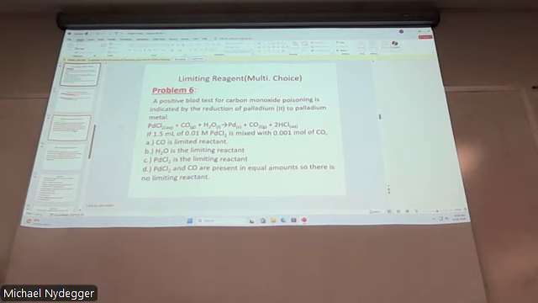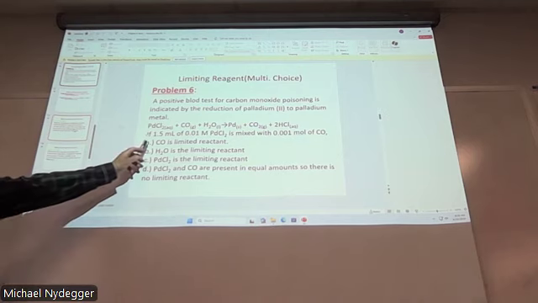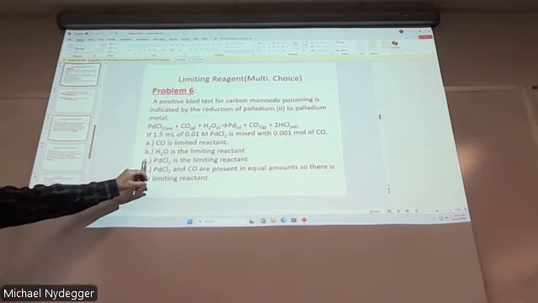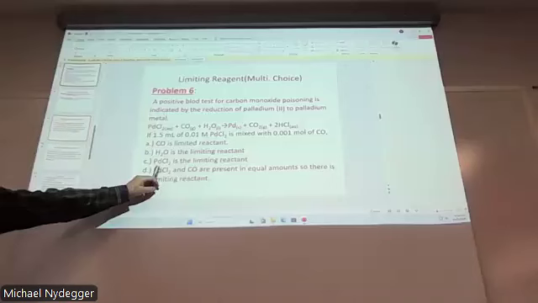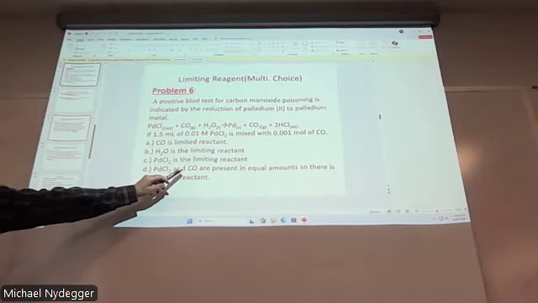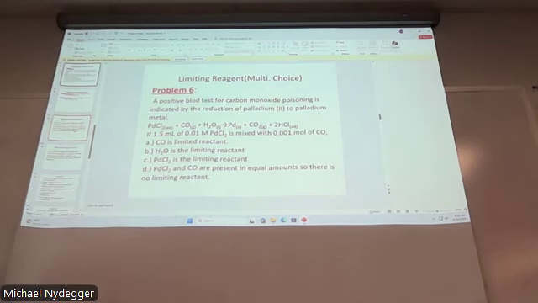If 1.5 milliliters of 0.01 molar palladium 2 chloride is mixed with 0.001 moles carbon monoxide, the carbon monoxide is the limiting reagent, the water is the limiting reagent, the palladium 2 chloride is the limiting reagent, the palladium chloride and the carbon monoxide are present in equal amounts, so there is no limiting reagent.